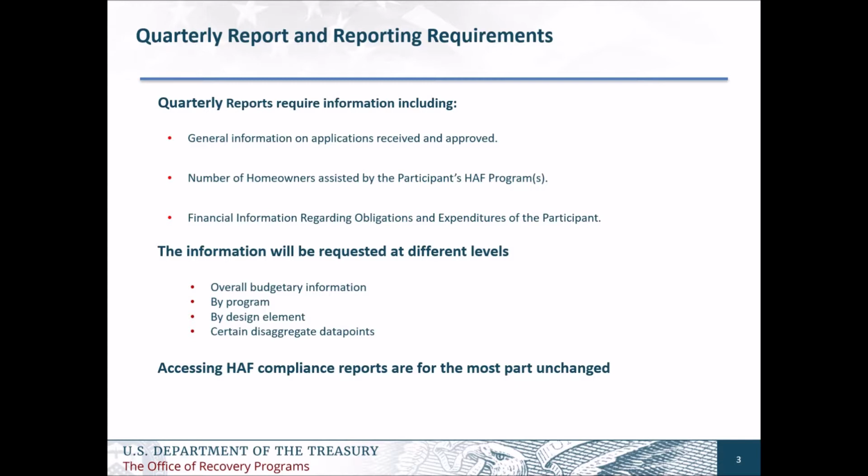The information requested will be asked for in several different levels. The first is overall budgetary information around your HAF program at large. Then it gets more granular by asking for information by program and then by your design element. And finally, there are certain disaggregated data points around the program that you'll see is collected in detail in the report, and we'll go through how. And just a note, accessing of the compliance report in the Treasury portal has largely remained unchanged from the interim.